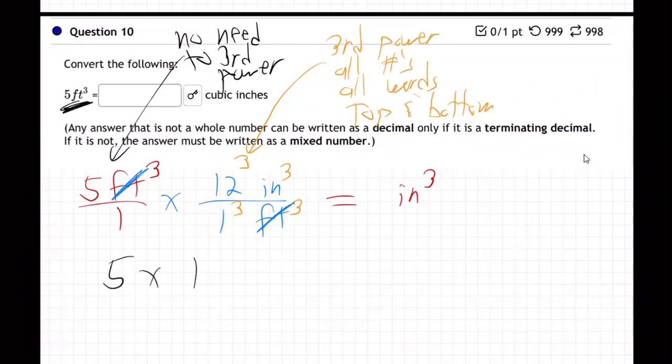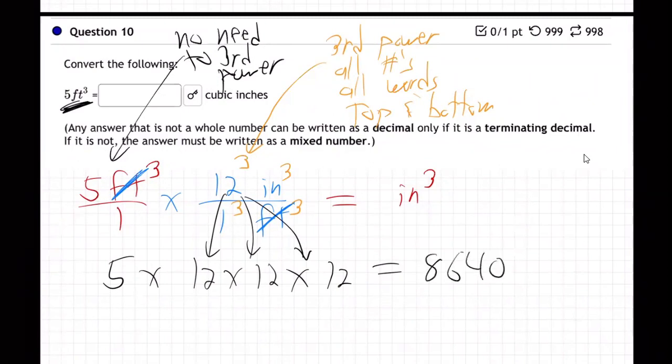So 5 times, then you just go 12, 12, 12, right? That's what 12 to the third power means. 12 multiplied 3 times. Or you could use the power button on your calculator if you know where that's at. And I'm getting 8640 cubic inches. There we go.